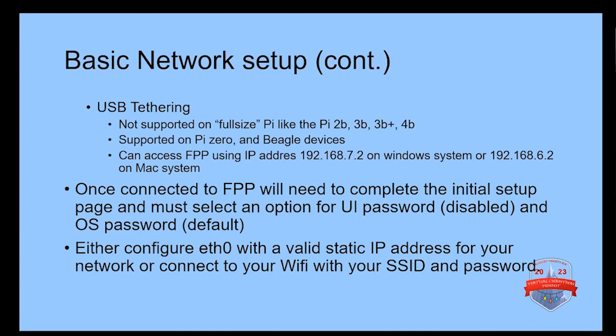Once you plug the USB into your device, you should recognize the USB sound if you're using Windows, or boop, boop, boop, right? The USB sound like when you connect a device. And then after a moment, you should be able to access FPP using these addresses. And they're different because the way USB gets initiated is different between Windows and Mac. So in a Windows system, you would use the IP address 192.168.7.2, but on a Mac system, you do use 6.2.